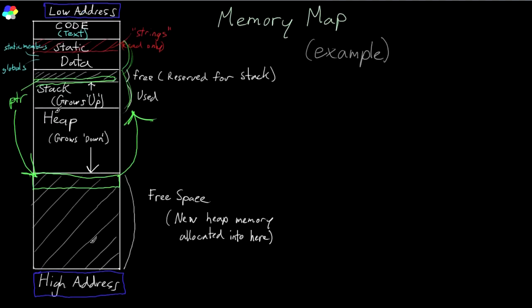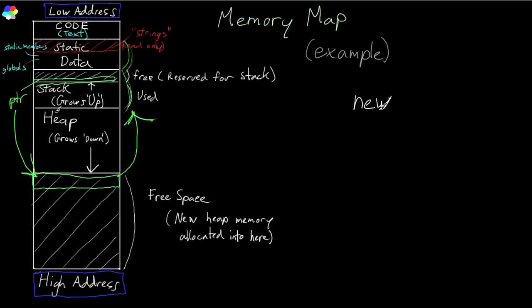So now that we have an idea about the virtual memory that your application sees and the actual physical memory, and the relationship between them, let's take a look at what happens when you allocate memory. So in C++, you're going to use the new operator to allocate memory.